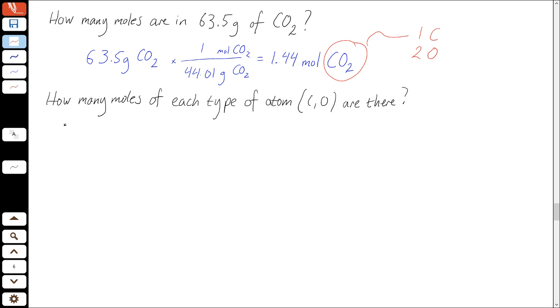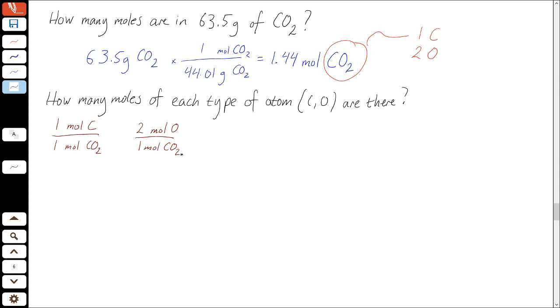So since each carbon dioxide has one carbon and two O's, we can write things like this: there is 1 mole of carbon per 1 mole of CO2. There's 2 moles of oxygen for every mole of CO2. You see where those factors come from? It comes right from the formula, right from the subscripts.